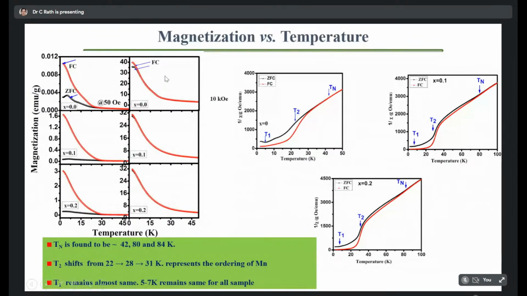When we increase the applied magnetic field, one can see there is no bifurcation, which is expected, of course, and a very small bifurcation at the lowest temperature. At higher iron concentration, there is no bifurcation; both the ZFC and FC curves merge. So this bifurcation indicates the paramagnetic to antiferromagnetic transition, which is called the Néel transition, and TN is found to be 42 K in the pristine sample, and it increases with increase in iron concentration to 80K and 84K. So with increase in iron concentration, we were able to increase the Néel temperature.